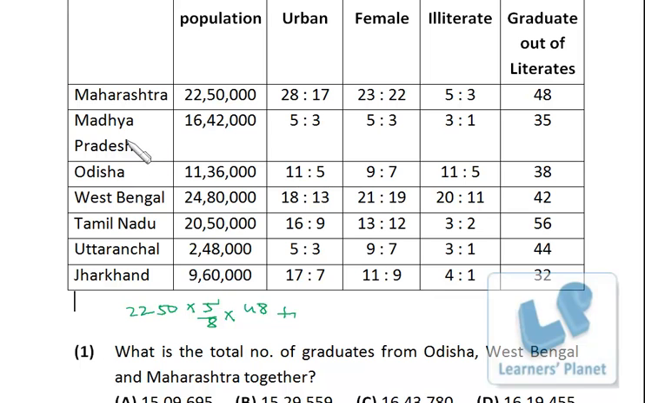So this is from Maharashtra. Then we have Odisha: 1136 into literates are 11 by 16 into 38%. Right? Then we have West Bengal: 2480, literates are 20 by 31 into 42. Right? Now this calculation into 1000, since I have dropped the 3 zeros from this number, divided by 100 because it is 48, 38, 42%. Right? So outside the bracket there is 10. Right, so first of all let's do one thing.